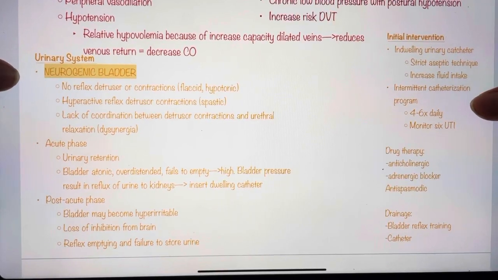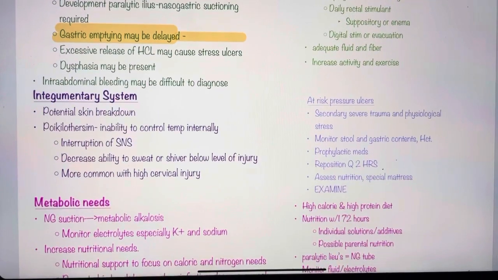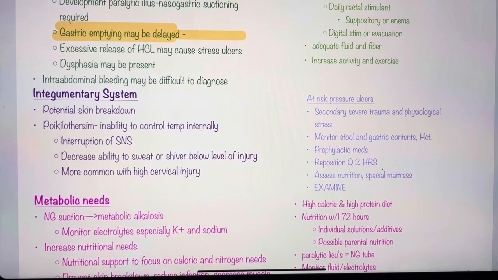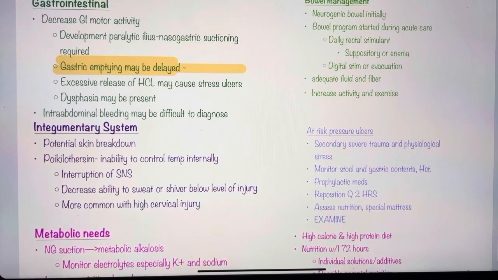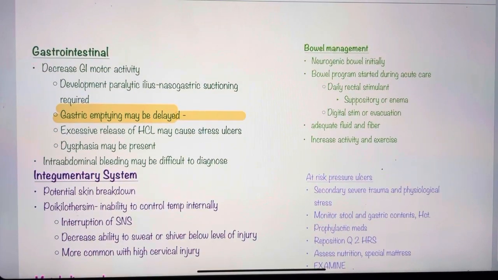The GI system is also affected with spinal cord injury, and that's due to a decrease in that GI motor activity or decrease in the bowel movement. Often results in paralytic ileus, which means the paralyzed ileus. So the GI system just really isn't working for these patients, especially in the beginning. So nasogastric suctioning will be required for these patients with paralytic ileus to help decrease that pressure.